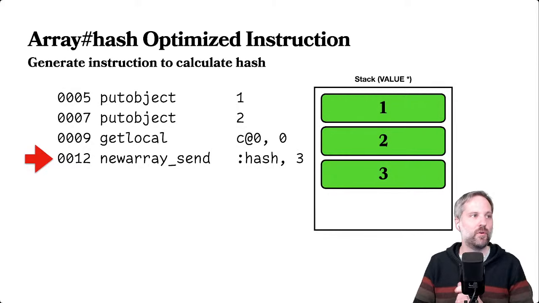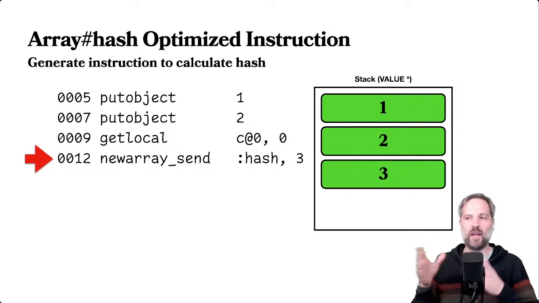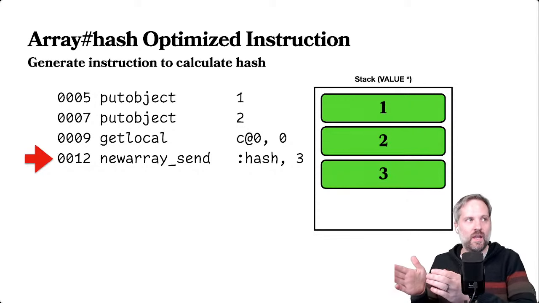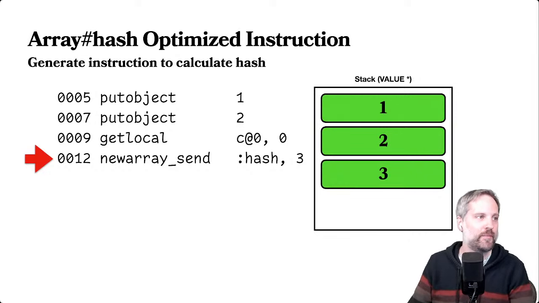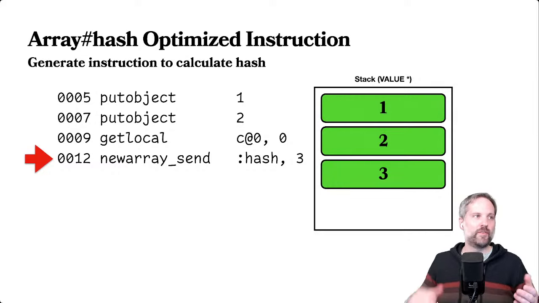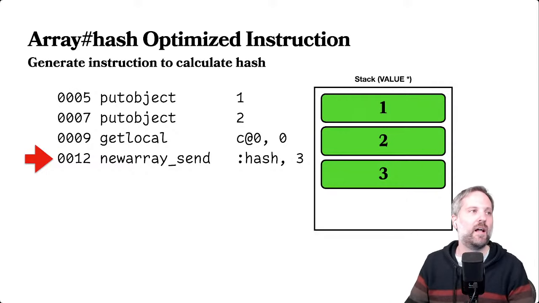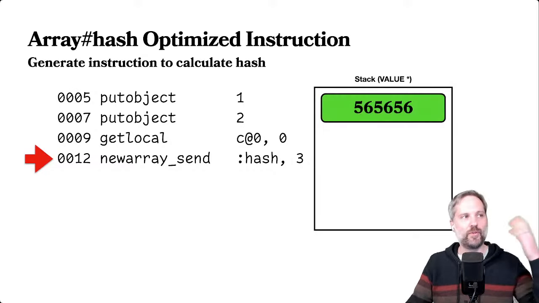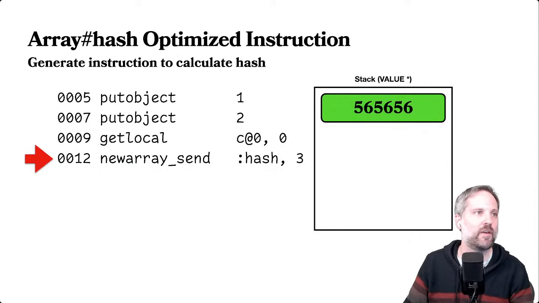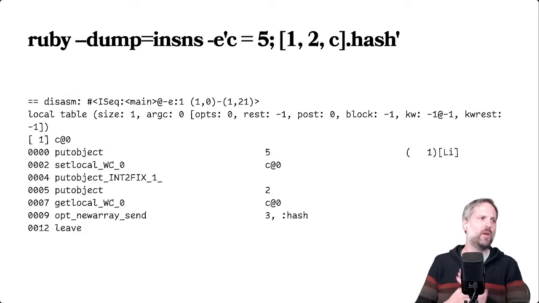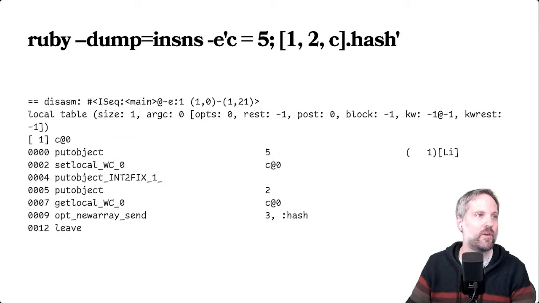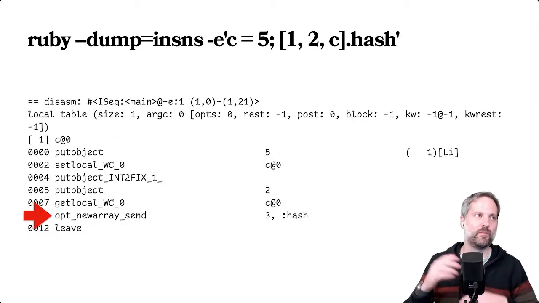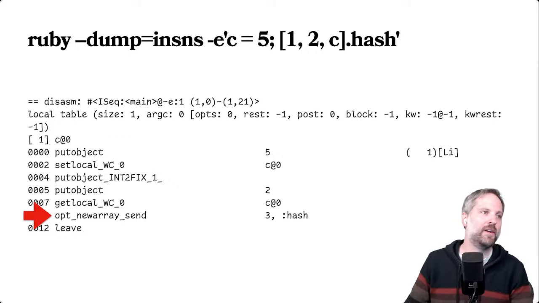We introduced this new array send instruction where we say, hey, I'd like you to call the hash method and I need you to operate on the top 3 values of the stack. So new array send just calculates that hash without actually allocating the Ruby object. It'll pop those 3 values off, calculate the hash, and push the 3 values back on. In fact, if you run this code today, you can see the optimized code get generated right here. It'll say new array send. I put it backwards in the previous slide because I made a mistake.